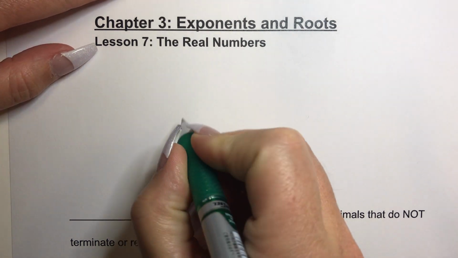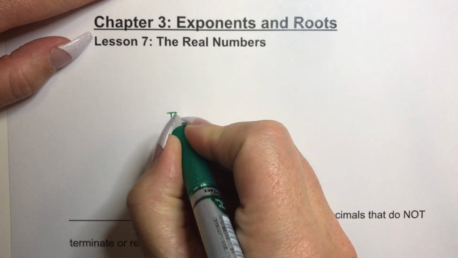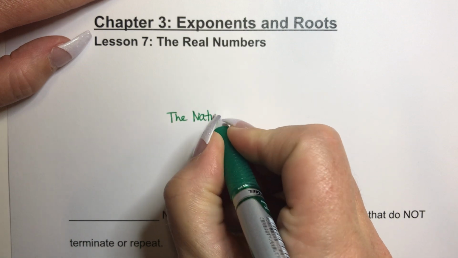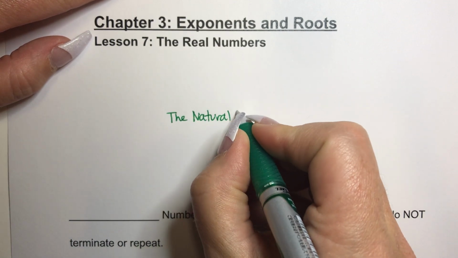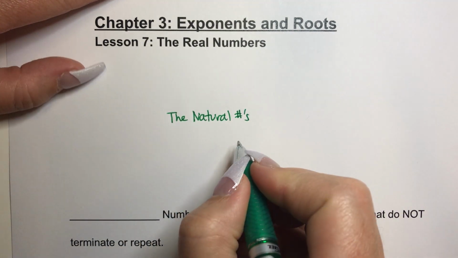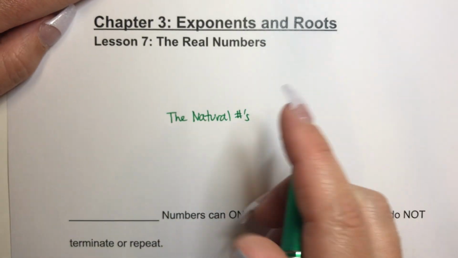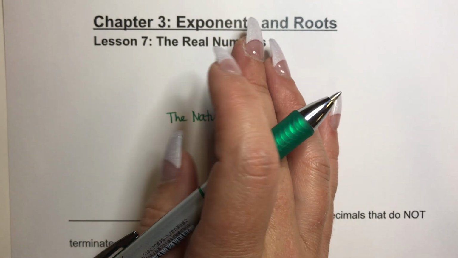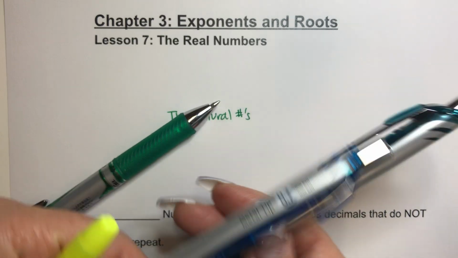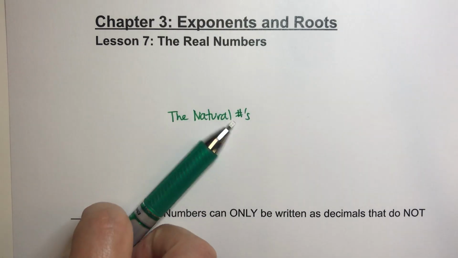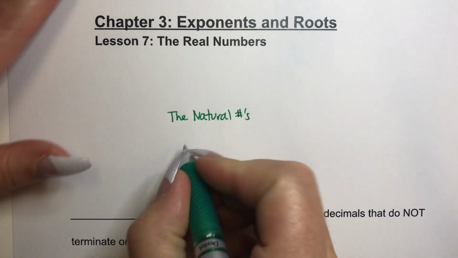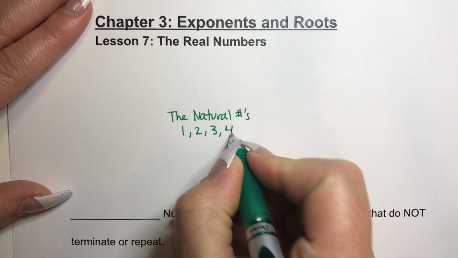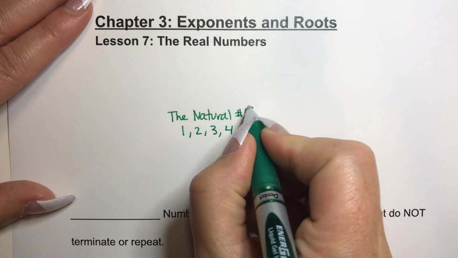So the natural numbers, I'll just write natural numbers. The natural numbers are numbers that you just naturally count with. So if I was going to count, let's say these pens, right? It would be 1, 2, 3, 4. Okay, I naturally count that way. So those are the natural numbers. So 1, 2, 3, 4, and then so on, right? So those are the natural numbers.